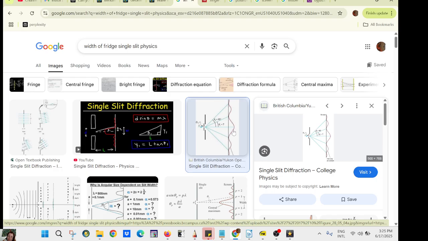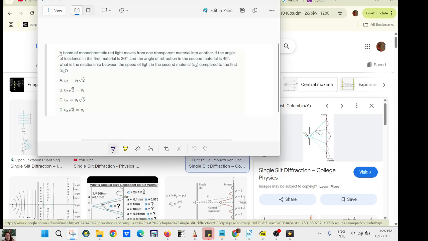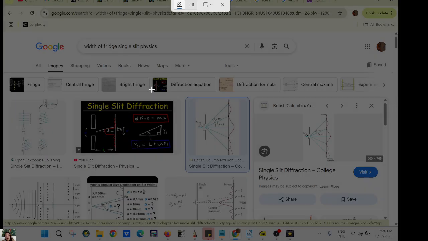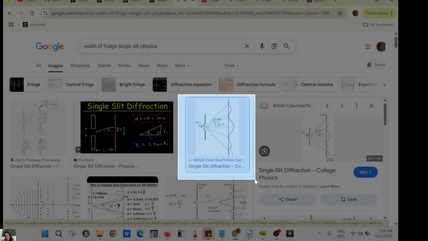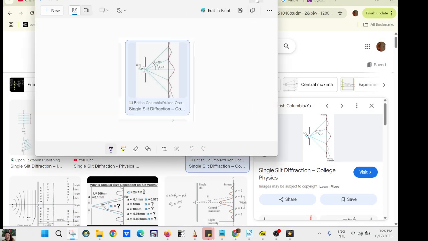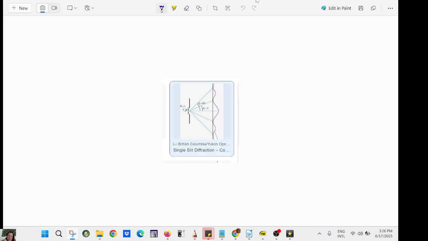This is the intensity of light. It depends on the wavelength, it depends on the distance, obviously, and it depends on the opening of the slit. There is an equation for that, but I will show you an app as well. It's called the single slit experiment. That will be your maximum here.